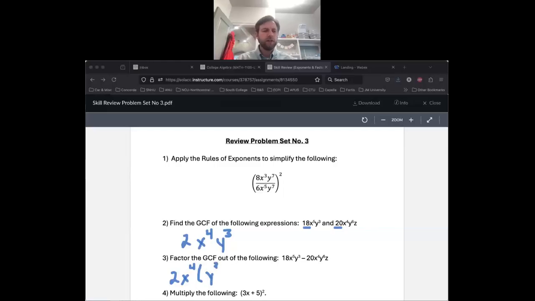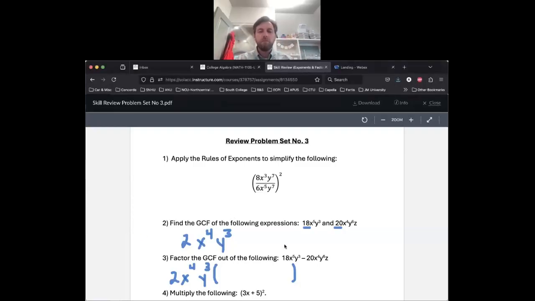Sorry, got a typo. So we put 2x to the fourth y to the third on the outside of a set of empty parentheses. And then you take those terms and you divide it by. But we've sort of talked about this process of pulling out. And so let's do that here.